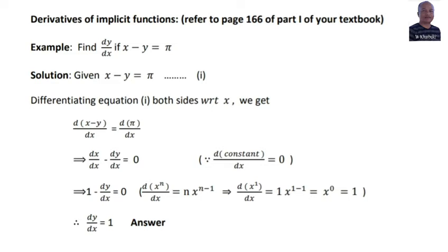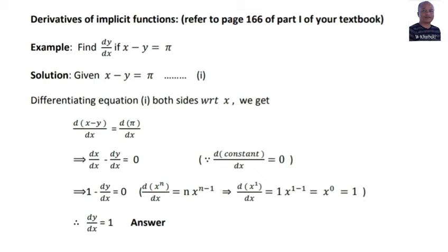So what we do is we simply differentiate on both sides of the equation with respect to x. When we say with respect to x, it means with respect to that variable x which is along the x-axis. And when you say with respect to x, what we do is we put dx in the denominator.